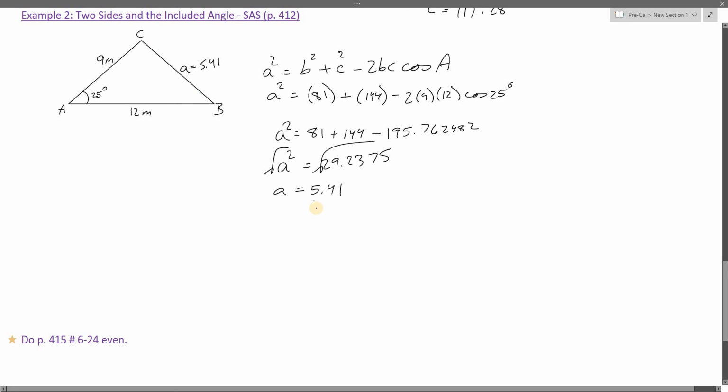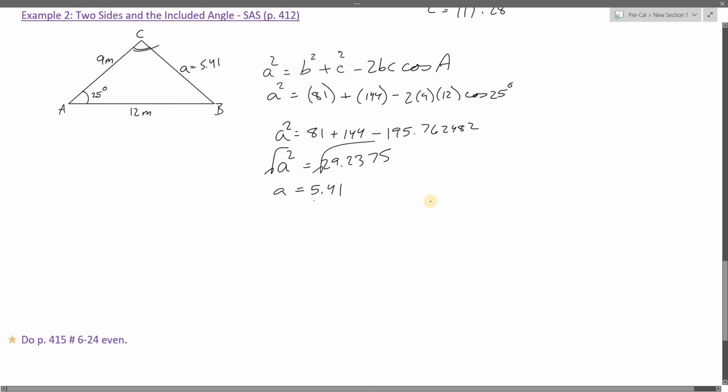So after you've found side A as 5.41, the next thing you want to do is you want to try to find out what B is. In fact, it might even be wise at this point to find your largest angle. We know that side is 5.41, and we're going to work our way backwards now, and we want to find out what B is. Now, we can do that by using the law of sines.